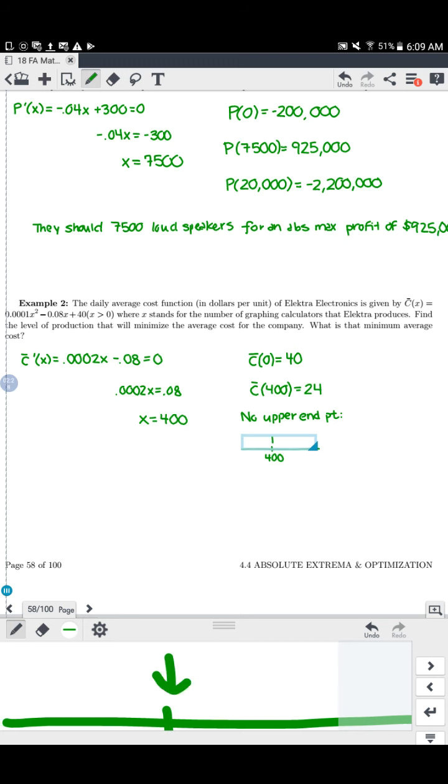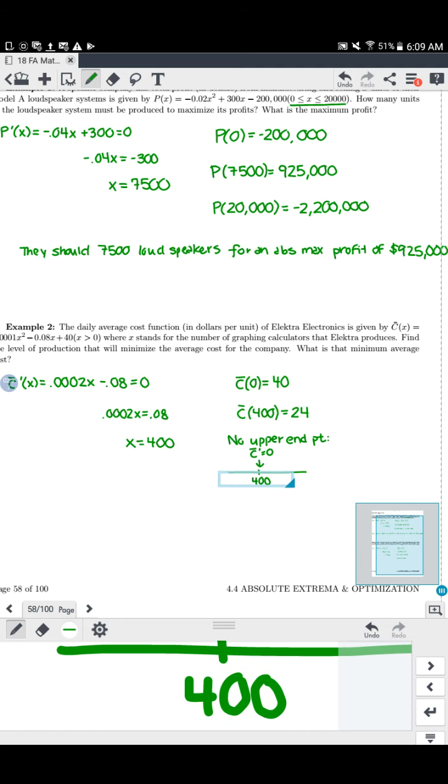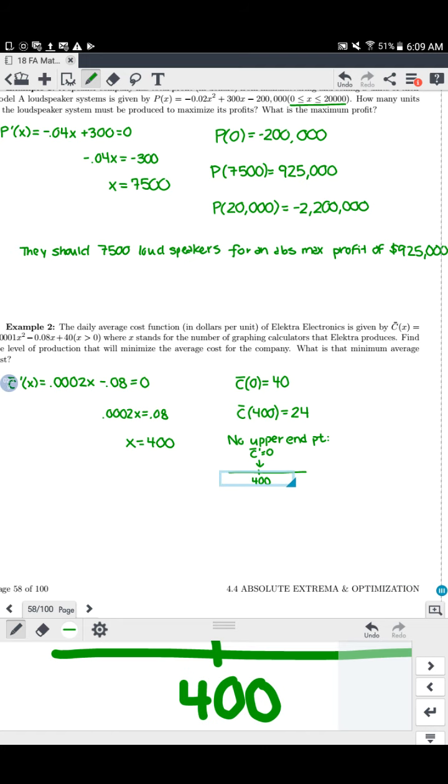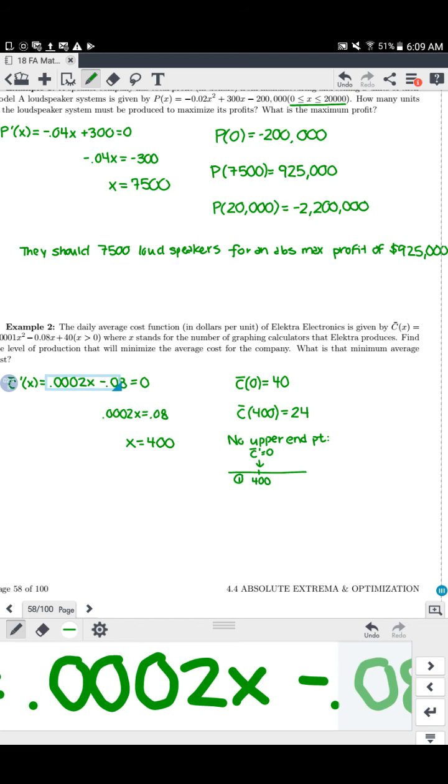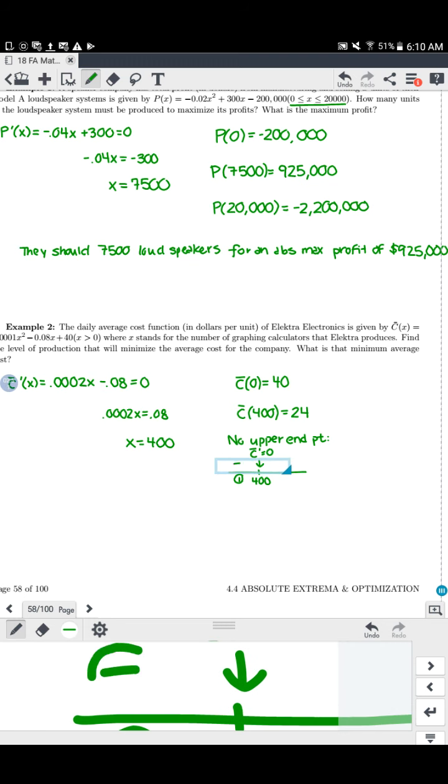So it's kind of confusing. We just plugged into the original. But on sign charts, we always plug into the derivative. This 400 is special because it makes C bar prime 0. I can plug in anything to the left. Maybe I will plug in 1. So if I plug into the derivative here, 0.0002 minus 0.08, that's definitely going to be a negative number when I plug in 1 there.